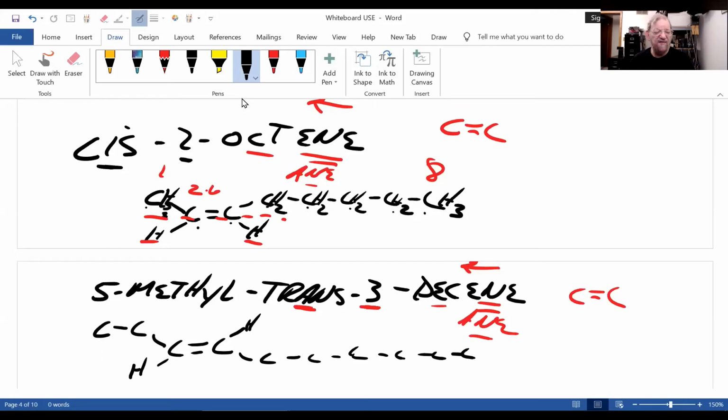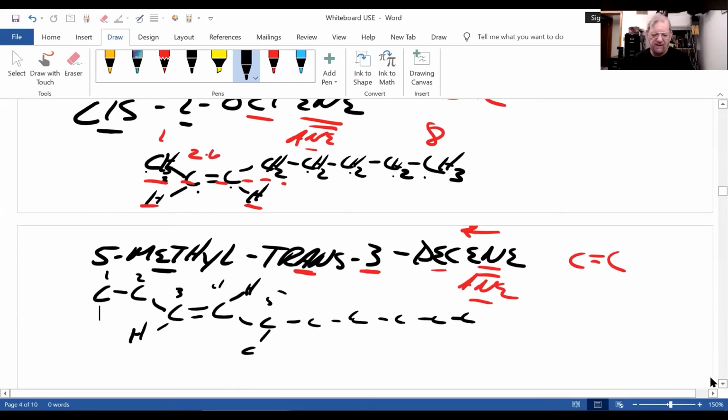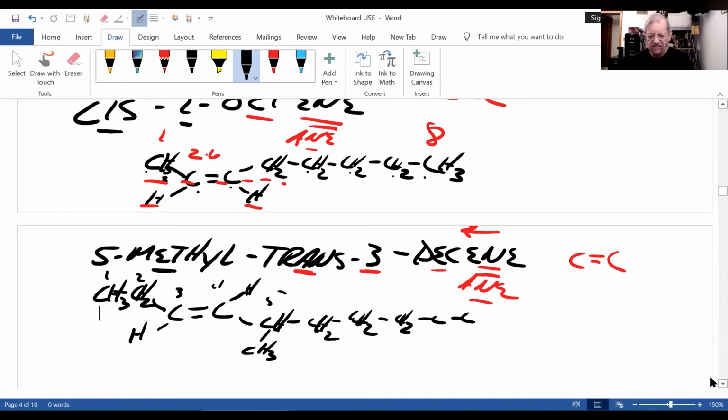Now, on carbon 5, there's a methyl group, CH3. 1, 2, 3, 4, 5. And now I know there are 4 bonds to carbon, so I can put in my hydrogens. And let's take a look at this. 4 plus 6 is 10. I have my double bond at carbon number 3.